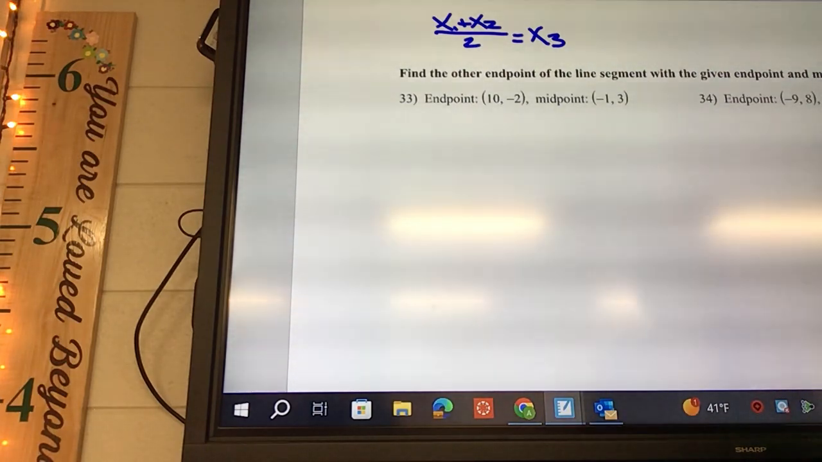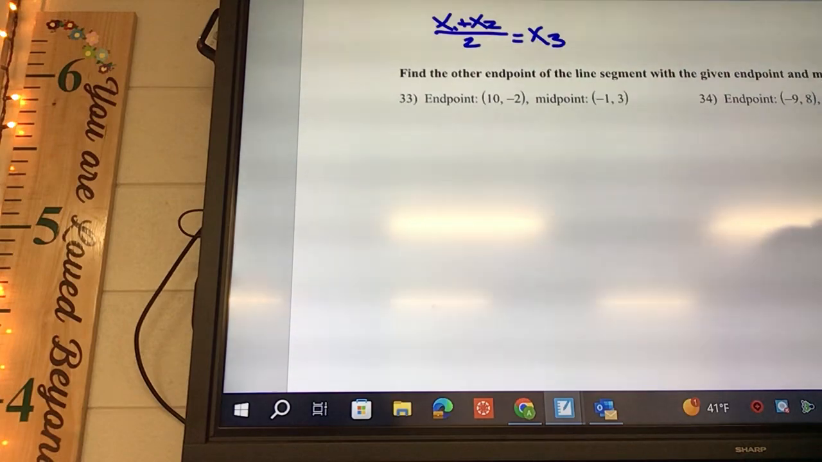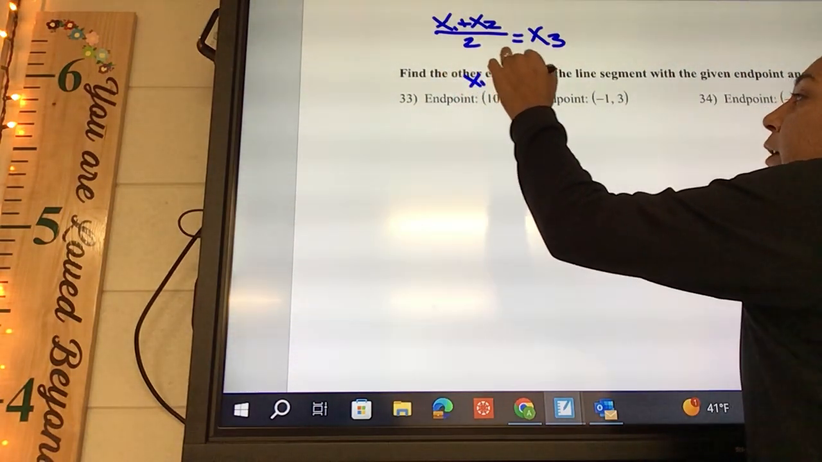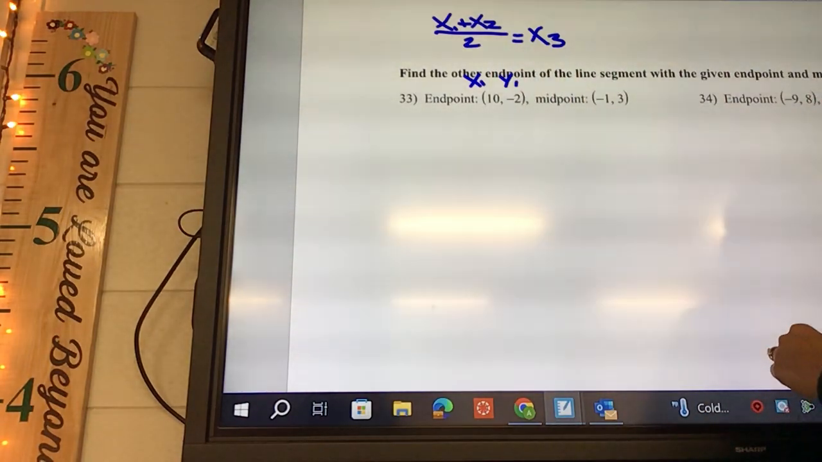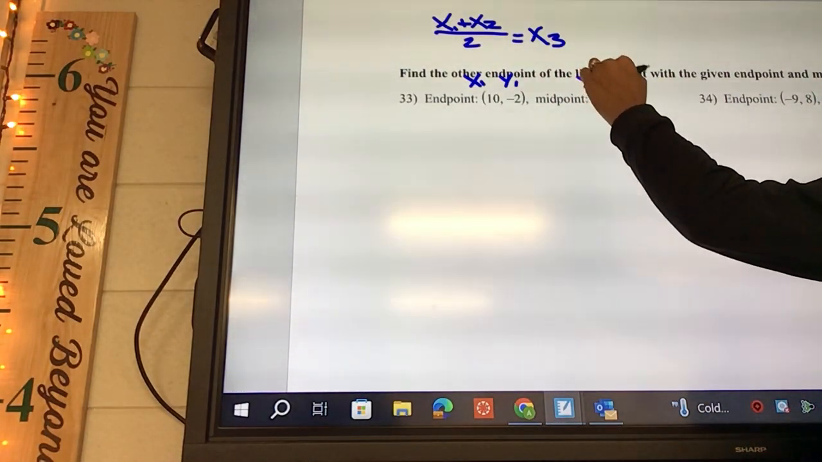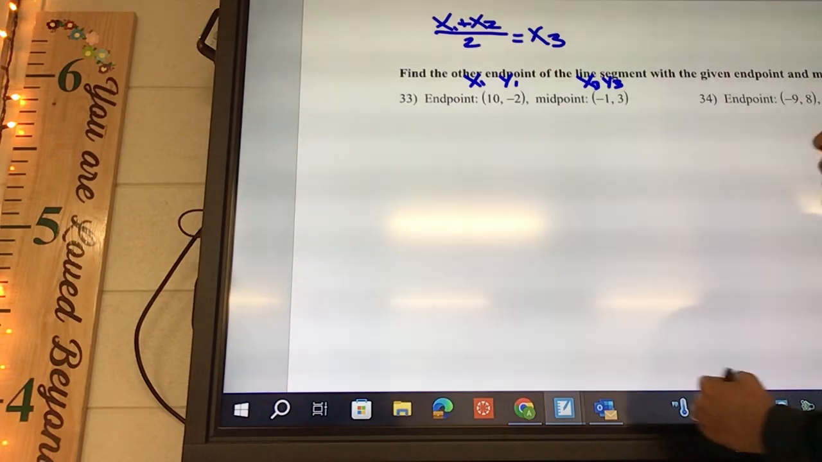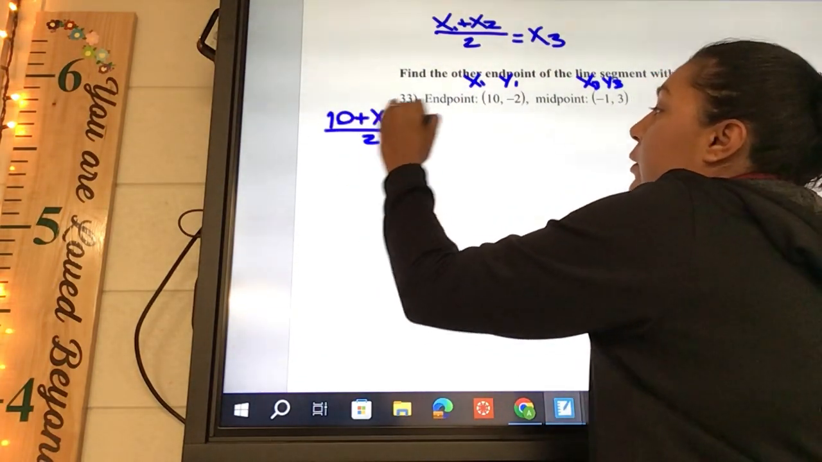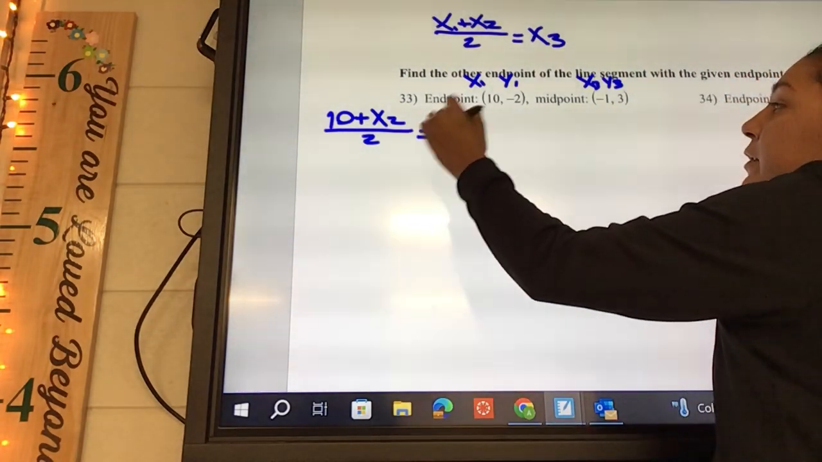The endpoint gets labeled as what? No, it's X1. X1, Y1. The midpoint gets labeled as what? X3, Y3. Okay, so we're going to say 10 plus x sub 2 over 2 equals x3, which is negative 1.